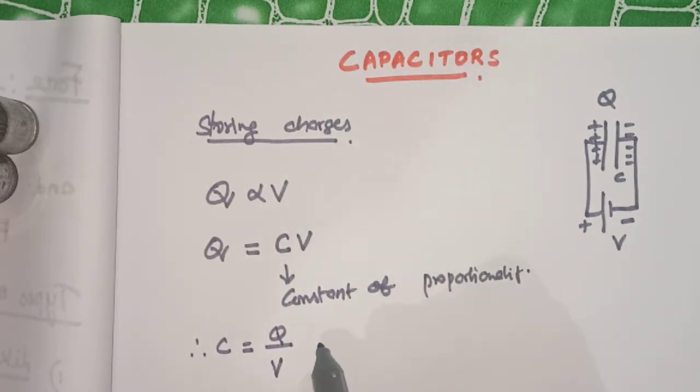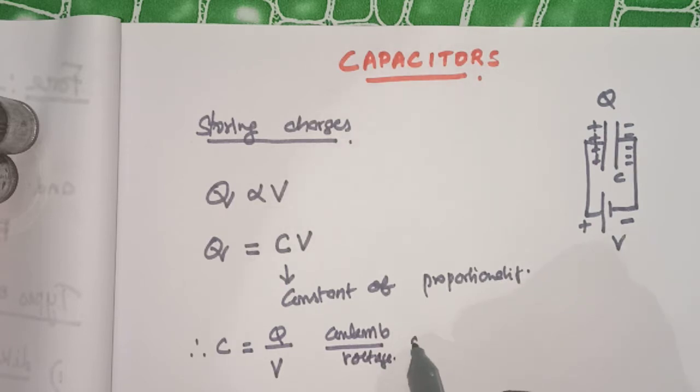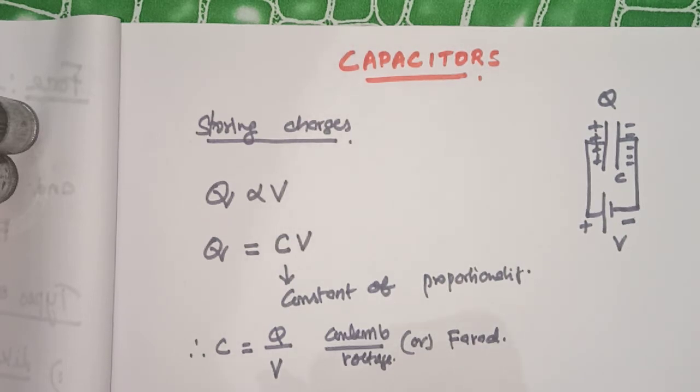So now we can write, this is the unit of coulomb, this is volts, so the unit is farad. Understand? This is a very important relation, C equals Q by V. Got it?